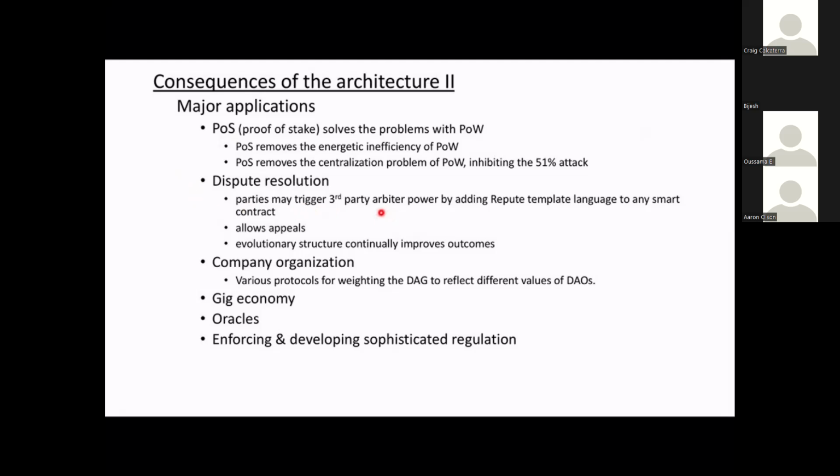You can trigger a third-party arbiter to get the power over the smart contract, and then they can create a new smart contract that allows the arbiter to take control of the money that was in the other smart contract. But that has to be built in from the beginning, or else you can't have dispute resolution in this thing with anonymous members. And that allows appeals in any situation. So you can make a more complex structure just by adding more smart contracts to this. And you certainly would if the DAO got valuable and useful.